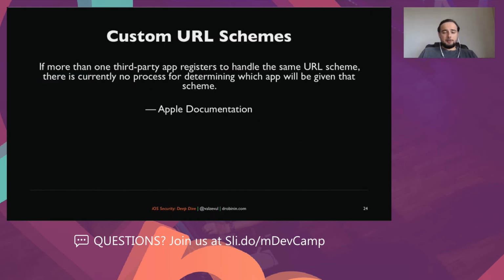And the custom URL schemes are different. So Apple used to say directly in their documentation that if more than one third-party app registers to handle the same URL scheme, let's say Facebook, there is currently no process for determining which app will be given that scheme. Now it's removed from the documentation, but they still suggest to protect themselves and ourselves a bit more, to specify a reverse DNS string that incorporates your company's name and domain. So it might be like com.example.appname. And that way, as you control the domain, you can at least claim that this is actually your scheme and you own it. It's a best practice.